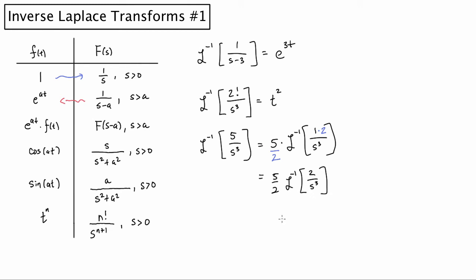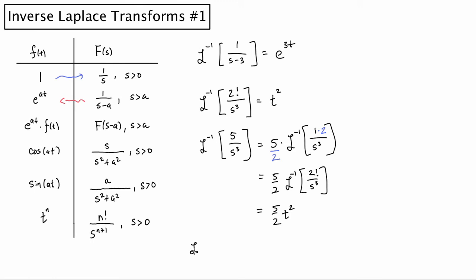Remember, it's a linear operation, so its inverse is linear as well here. And what we have then is 5 halves the inverse transform of 2, which is the same as 2 factorial, over s cubed then would be t squared. So 5 over s cubed is the inverse transform of 5 halves t squared. Let's look at another one.